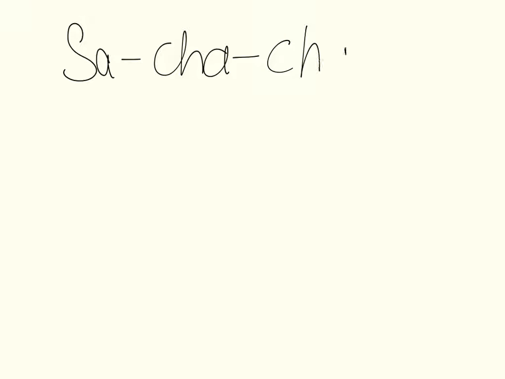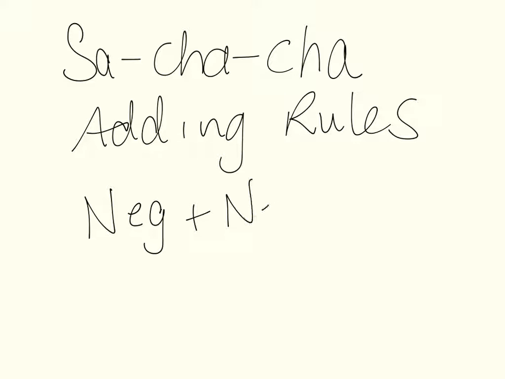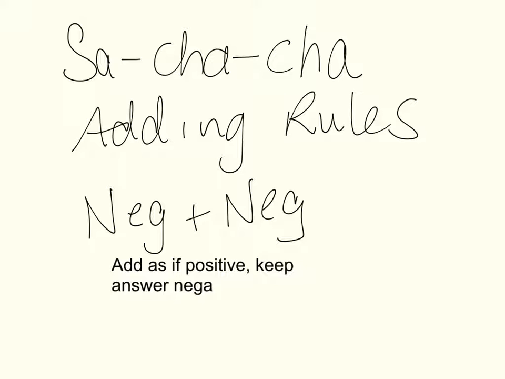So to sum up the subtraction, we do the sa-cha-cha, and then that changes it to addition, and then we use our adding rules. Okay, and just in case you forgot, when you add two negative numbers, you add them like they're positive, and you keep your answer negative. So let me type that in. Add as if positive. Keep answer negative.